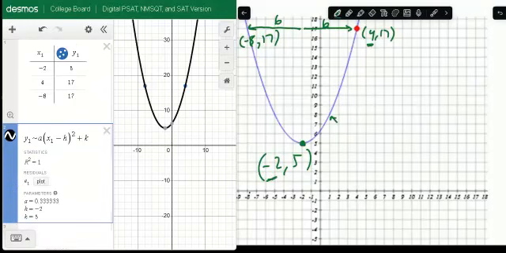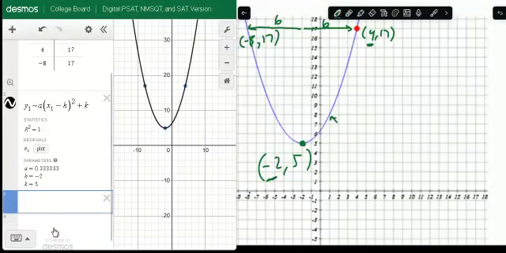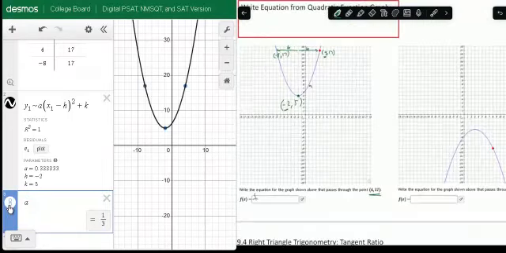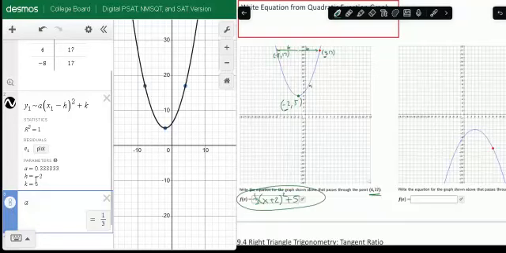What I see here is my a value, 0.333. If I want to confirm what that is as a fraction, I can type a here, choose the fraction form, and I get 1/3. So I get f(x) = 1/3 (x - (-2))² + 5, where my h value is -2 and my k value is 5, and I get my answer. That's based on what I see right here.